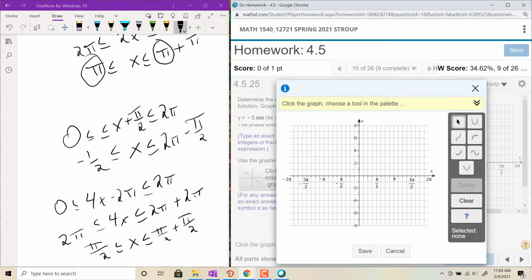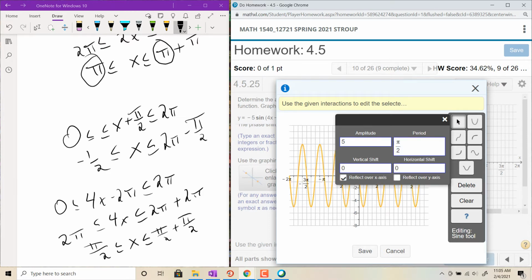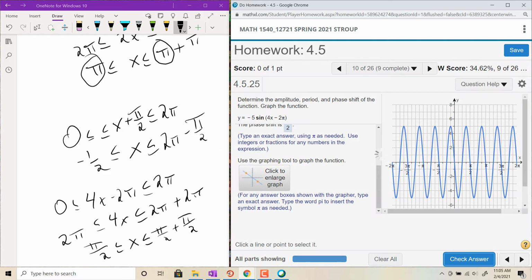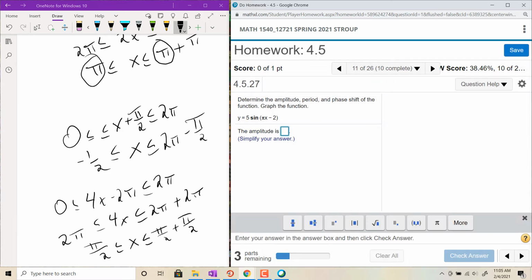I want you to graph it. So amplitude is 5. Don't forget it has to be reflected over the x-axis. What do we say? Period is pi over 2. Phase shift or horizontal shift is pi over 2. That should be it. Here comes the graph. Amplitude 5.